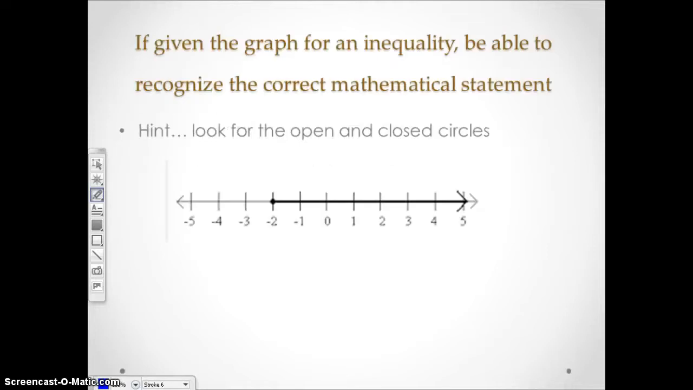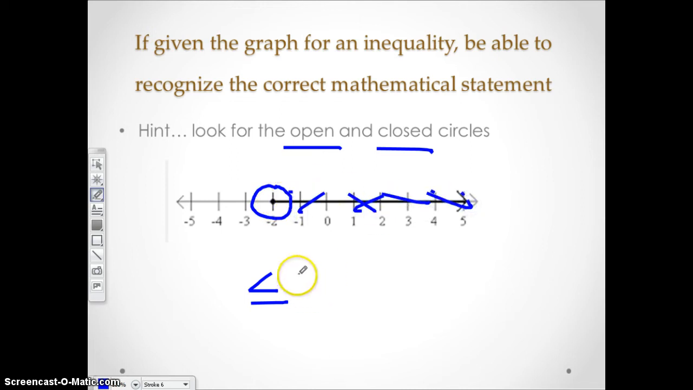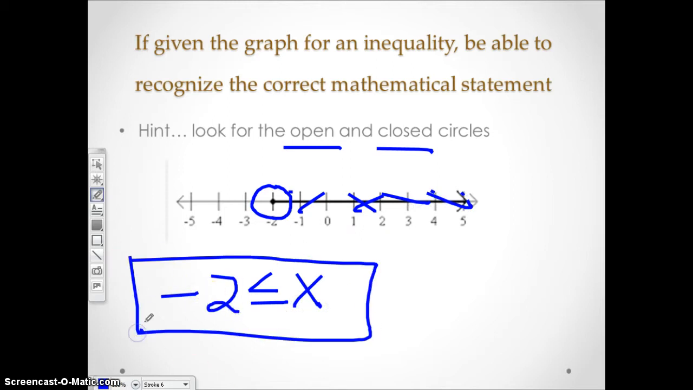Okay, if given the graph for an inequality, be able to recognize the correct mathematical statement. Obviously on the test you'll be given 4 choices to choose from. Hint, whenever you're doing something like this, look for open and closed circles. Usually you can eliminate half of the options just if you can recognize that is a closed circle. I'm going to have something that is greater than or equal to. And it looks like x can be all of these numbers here that are greater than negative 2. Bingo.